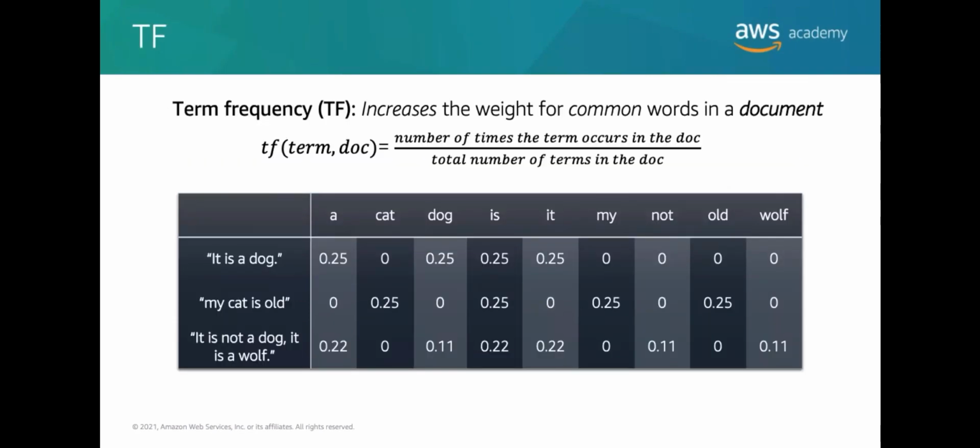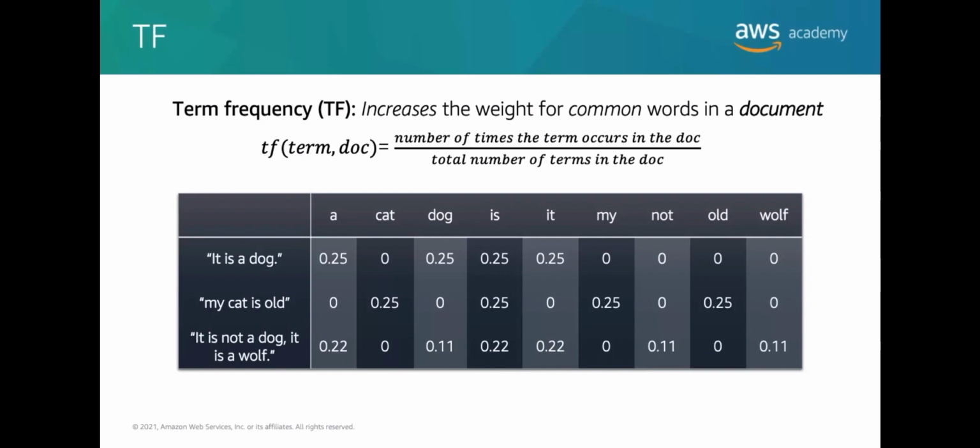A term frequency, or TF, increases the weight for common words in a document. The formula in the example is relatively simple. For the text, it is a dog. The terms are a, dog, is, and it. Because there are 4 words in the document, each word gets a score of 0.25.